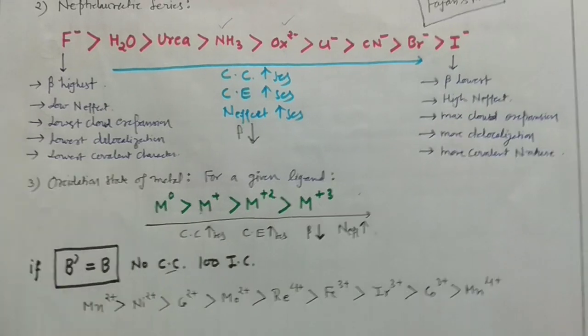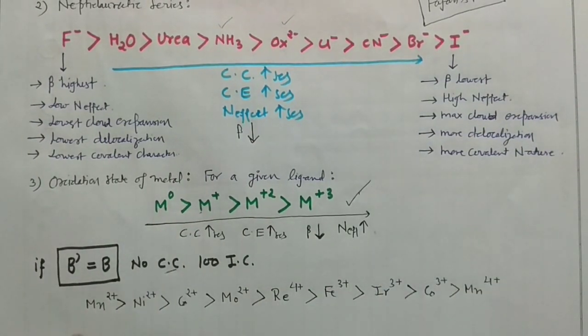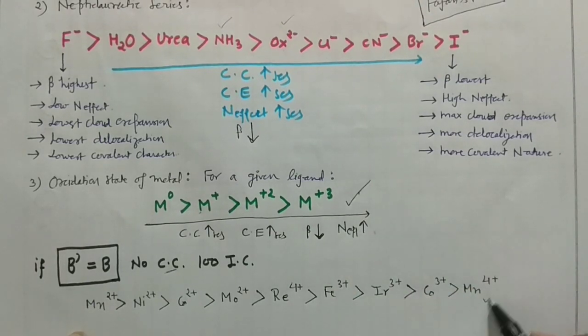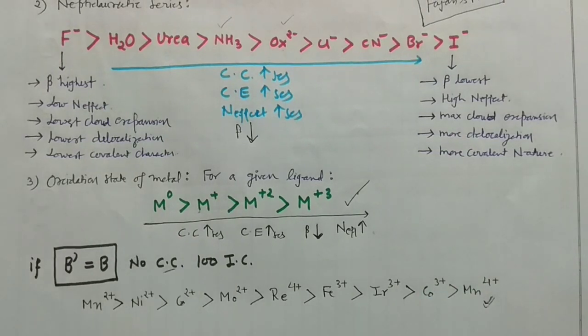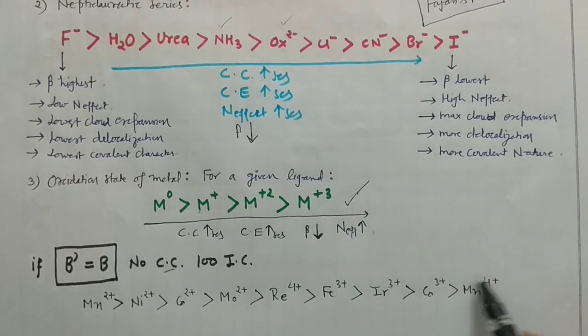Okay, so in that case, if you follow that particular series, you can see here, I have arranged it so that the metal ion which is in the highest oxidation state will have the highest. Okay, so if you see that series and compare this series with this one, then you can find this metal, Mn, is in the highest oxidation state. That means it will have the highest nephelauxetic effect and lowest nephelauxetic ratio. That means the covalent character would be very high in that case.